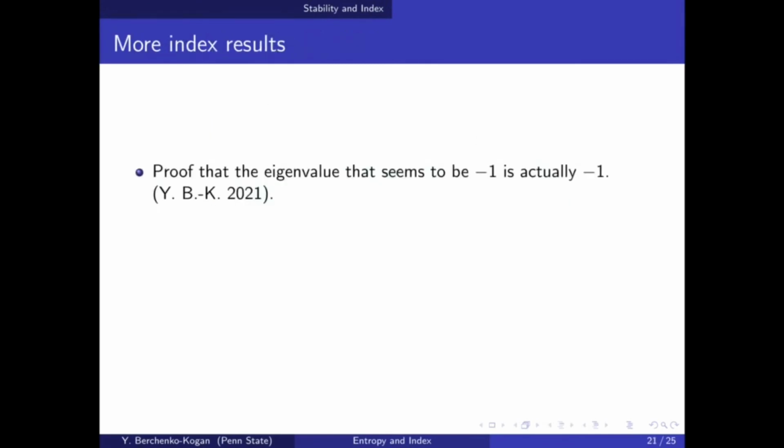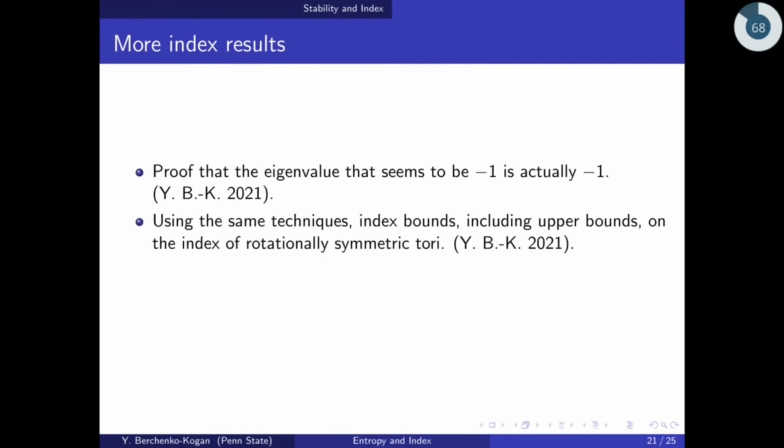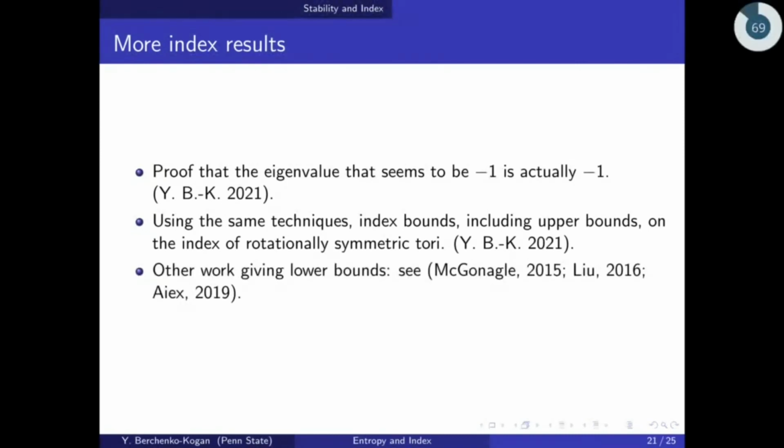So a few more results on the index. I was able to prove that the eigenvalue that numerically seemed to be -1 is actually -1. And actually, in the process of understanding why that is the case, I was able to obtain index bounds, including upper bounds, on the index of rotationally symmetric tori. As far as I know, there aren't actually any other results giving upper bounds on the index of self-shrinkers. There are, however, several other people who have work giving lower bounds for the index of self-shrinkers. So I mentioned the work of Liu, but there are also other people, including I think some giving talks at this workshop, that found lower bounds for the index of self-shrinkers.